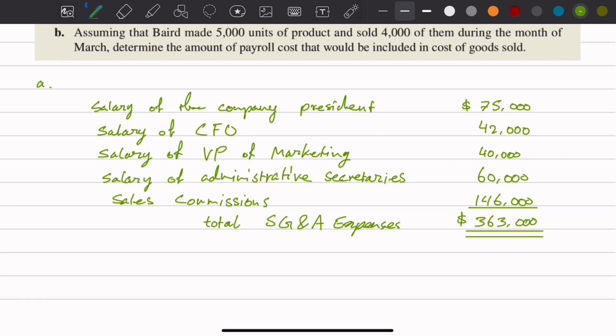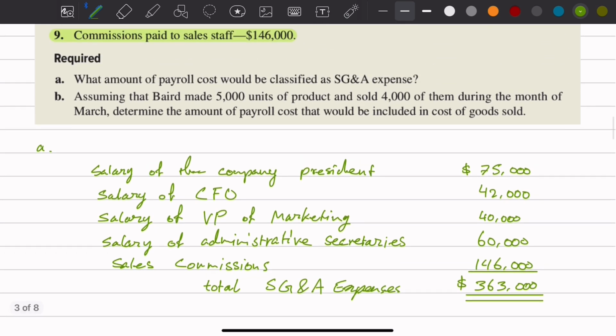Okay. Now let's go back and read the second part, part B. It says, assuming that Baird made 5,000 units of product and sold 4,000 of them during the month of March, determine the amount of payroll cost that would be included in cost of goods sold. Now, there are a few things that you need to pay attention to here. They made a specific amount of units, but they did not sell them all. They made 5,000 units, but they sold 4,000 units. And they want us to determine the amount of payroll cost that would be included in the cost of goods sold.